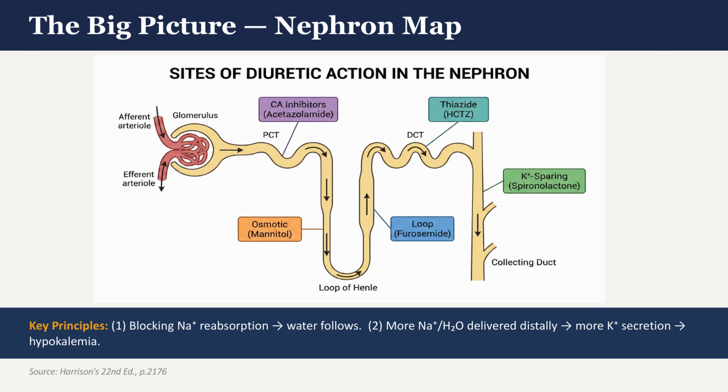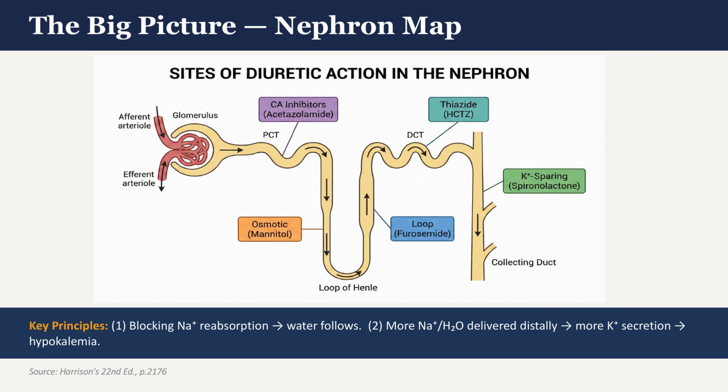Before we talk about any individual drug, I want you to have the right mental model. Every diuretic you'll ever use works by targeting a specific segment of the nephron, and that segment determines everything: how potent it is, which ions it loses, and when you'd use it. Starting from the top, carbonic anhydrase inhibitors work at the proximal tubule, osmotic agents at the descending limb, loops at the thick ascending limb, thiazides at the distal convoluted tubule, and potassium-sparing diuretics at the collecting duct.